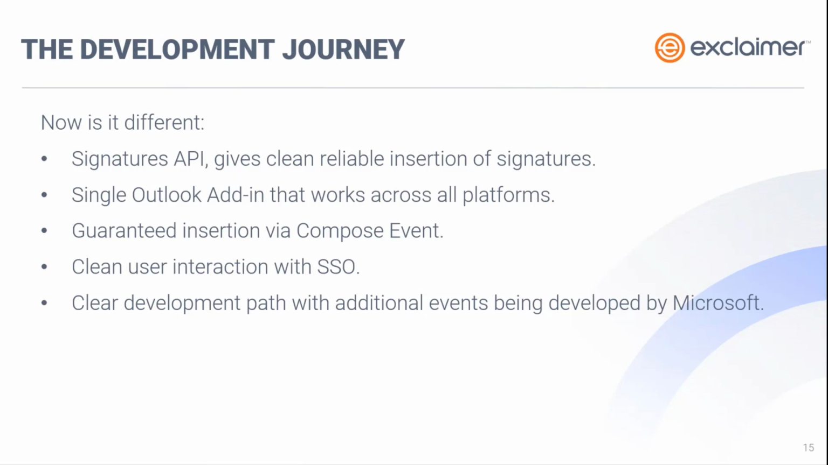One of the other challenges we had with add-ins previously is guaranteeing that a signature will be inserted. So with the new onCompose event, we can automatically insert that signature into the email, so the user's not having to make a conscious choice about inserting the signature. And we can also override the user's existing signature. So particularly on Outlook Web, if the user's been in and created their own signature, this allows us to enforce corporate signatures across all platforms.